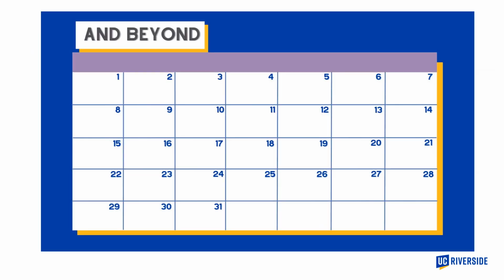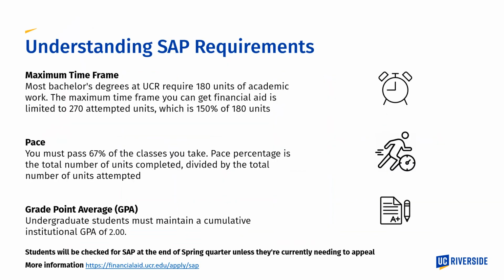We've talked about the important dates and deadlines to keep in mind for fall quarter. Let's now briefly discuss what you should keep in mind as you move forward in your undergraduate career. In order to remain eligible for federal financial aid, students must make satisfactory academic progress. The Financial Aid Office will evaluate your academic record at the end of spring quarter to determine if you are meeting SAP standards. The 3 SAP requirements are as follows: maximum time frame, PACE, and GPA.